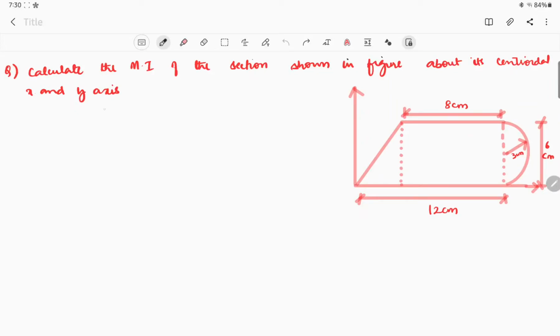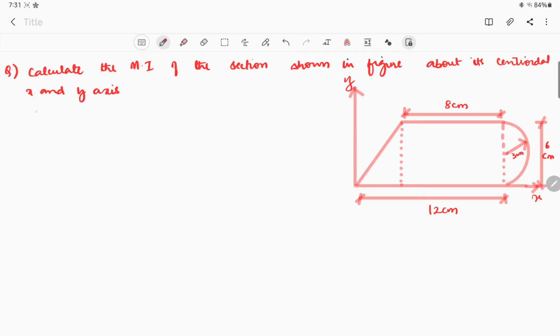So, this is the next question we have, wherein we have to calculate the moment of inertia of this given section with respect to the given x and y axis. Here in this figure, especially, this figure is unsymmetric with respect to the given x and y axis.